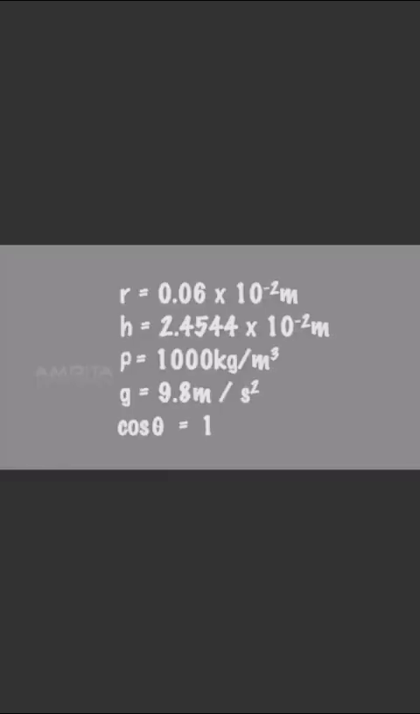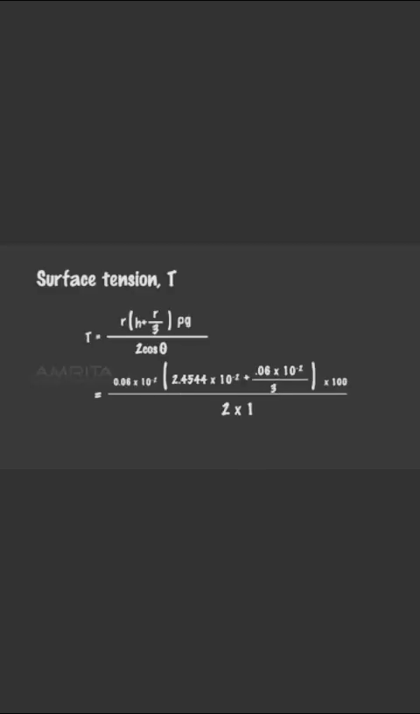R is equal to 0.06 into 10 to the power of minus 2 meter. H is equal to 2.4544 into 10 to the power of minus 2 meter. Rho is equal to 1000 kilograms per meter cube. g is equal to 9.8 meter per second square and cos theta is equal to 1. The surface tension of water is equal to 0.07275 Newton.